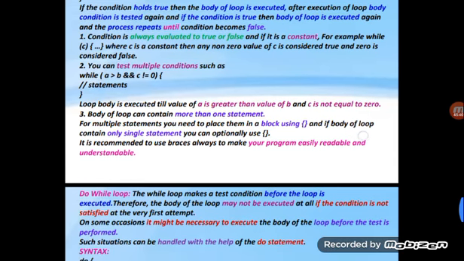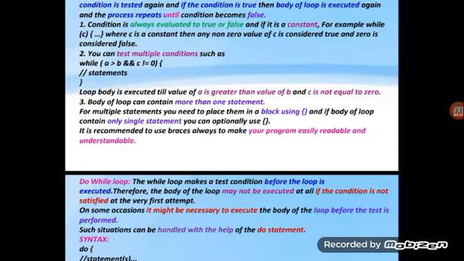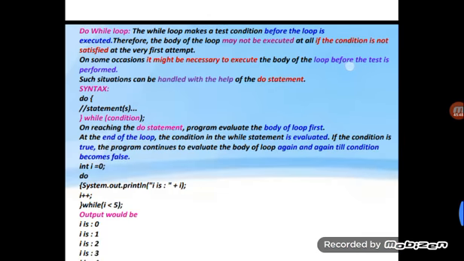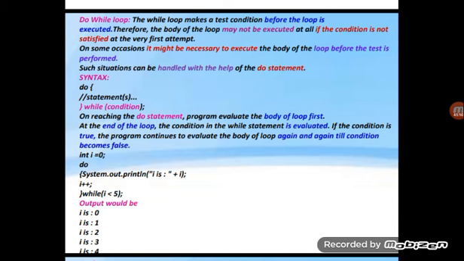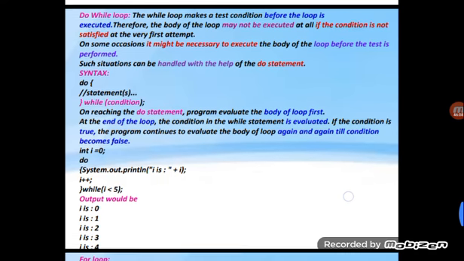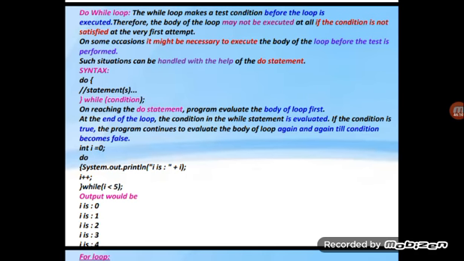For this, an example I am taking here: A greater than B and C is not equal to 0. Then the do while. In the while loop, a test condition is checked before the loop is executed, so it may not be executed at all if the condition is not satisfied at the very first attempt. On some occasions it might be necessary to execute the body of the loop first, which is what do while does: the body of the loop executes first, and then the remaining part.